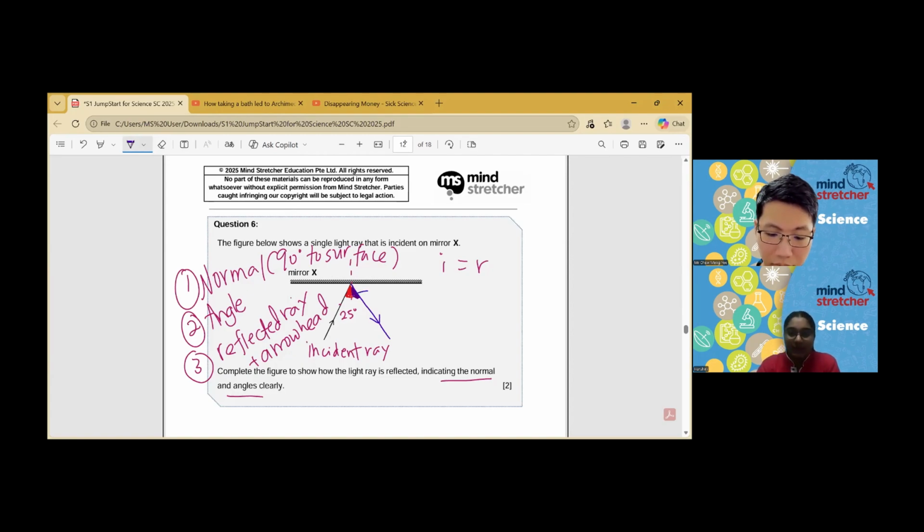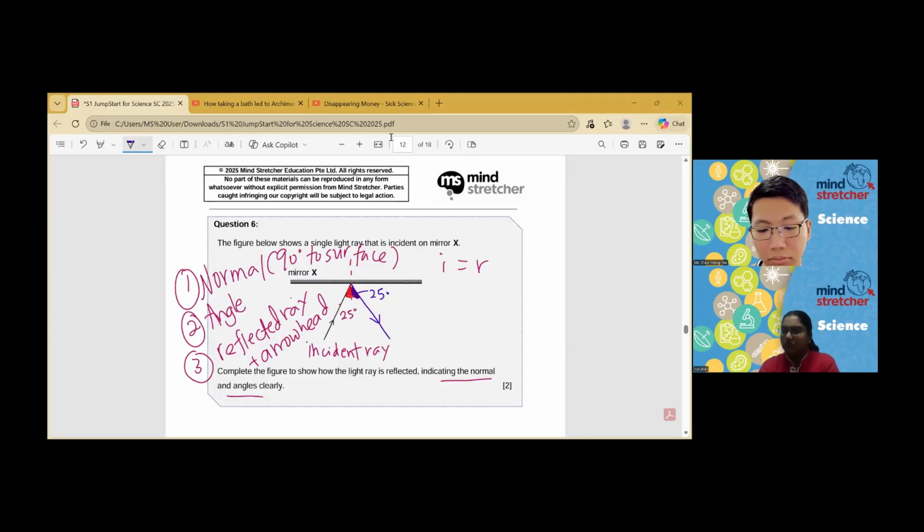Okay, and in this case, please make sure you label your angle 25 as well, because you have to show me the incident angle and your point of reflected angle will both be the same. And please draw a solid line and arrow head up. Okay? Can anyone has any questions so far?